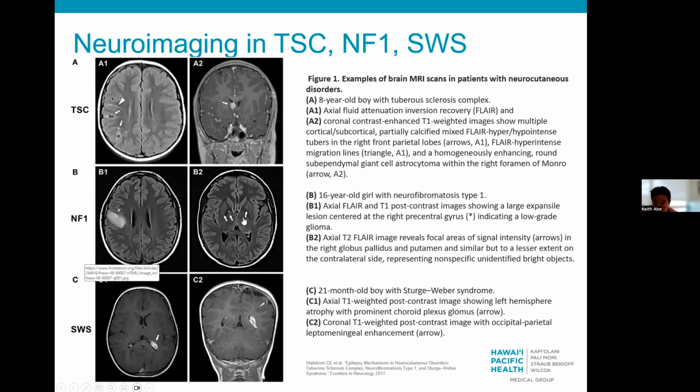NF1, the UBOs, the unidentified bright objects, pretty common, not clinically consequential, but they can develop tumors that do need close monitoring and possibly surgery. But they're imaged just by clinical indication, not by routine surveillance. And then Sturge-Weber, similarly, you can see the enhancement of the abnormal vessels and sometimes some underlying atrophy. But again, often more indicated when they're actually showing signs.